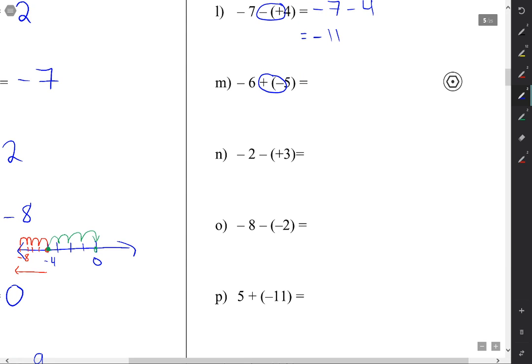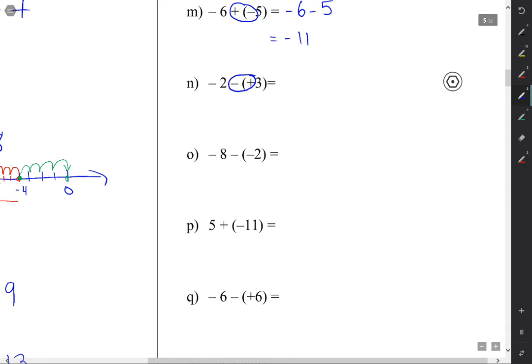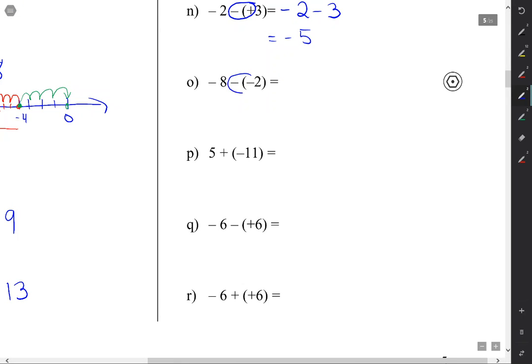Again, we have two opposite signs right next to each other, so it will change into a minus sign. So this would be minus 6 minus 5, or in other words, minus 11 once again. Two of the opposite signs right next to each other on the next one, so minus 2 minus another 3, which would give us minus 5. Now we have two of the same signs right next to each other, so if the signs are the same, that means it's going to turn into a plus sign. So this would be minus 8 plus 2, or in other words, minus 8 plus 2 is minus 6.